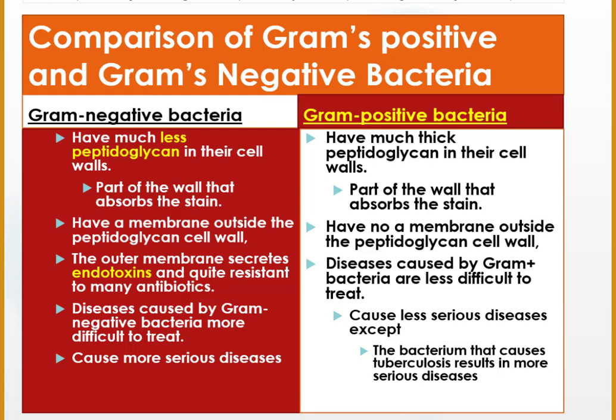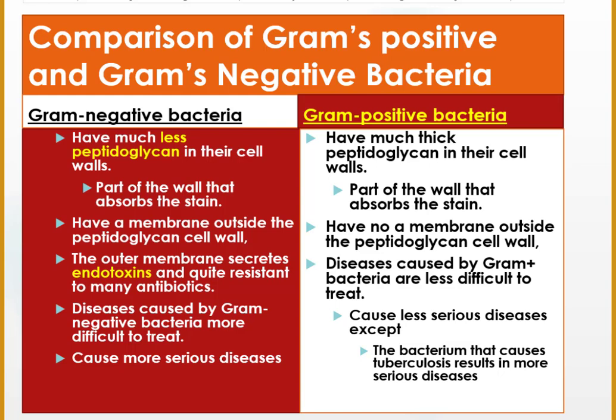Third, the outer membrane of gram-negative bacteria secretes endotoxins. Due to this reason, gram-negative bacteria are quite resistant to many antibiotics. But since gram-positive bacteria have no outer membrane or capsule, diseases caused by gram-positive bacteria are less difficult to treat. They always cause less serious disease, but there is an exception, like tuberculosis.